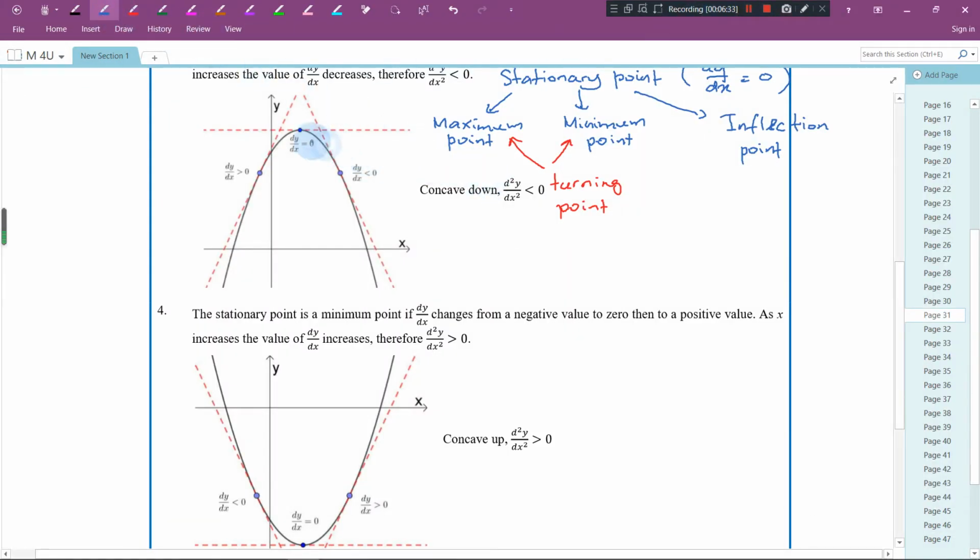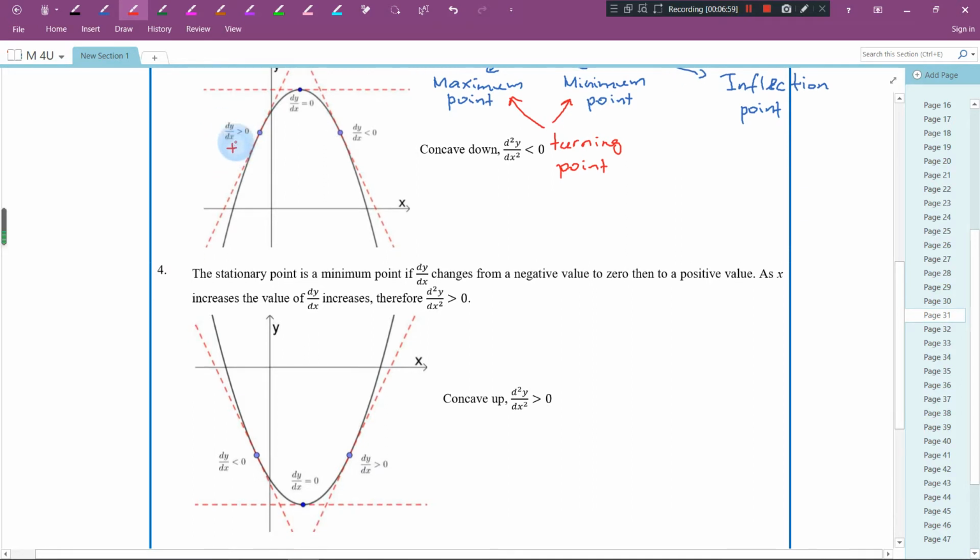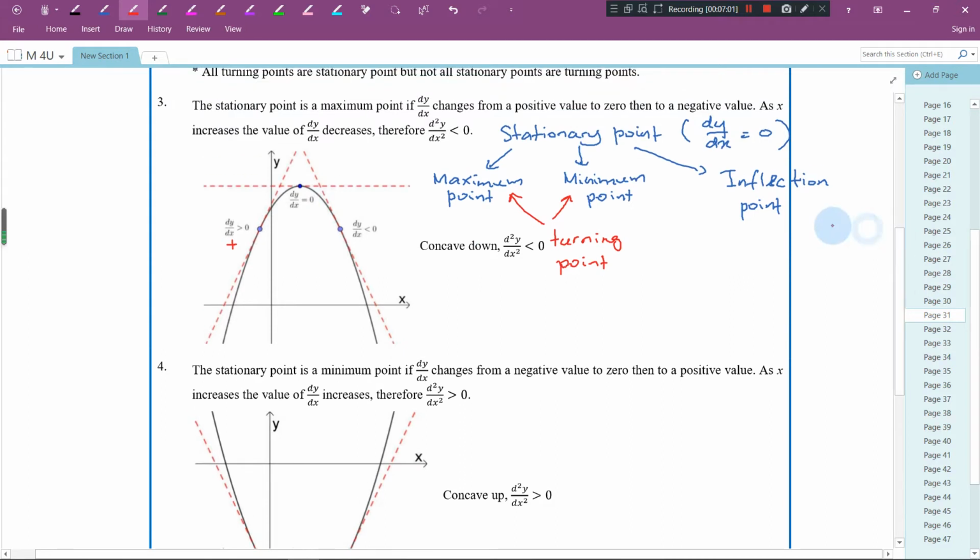To test a turning point or a stationary point, is a maximum point, minimum point, or point of inflection, we can use two methods. First, derivative test. It means that we look at the changes of the value of dy dx before and after the turning point. For this case, maximum point, right? You will notice that the dy dx change from positive to negative. Positive, then become 0, become negative.